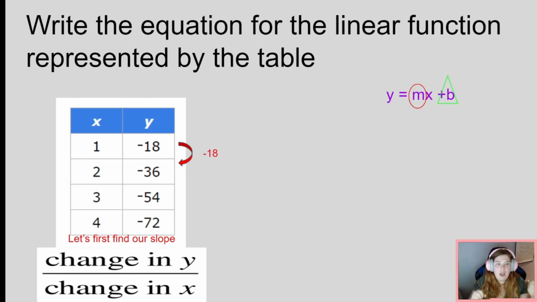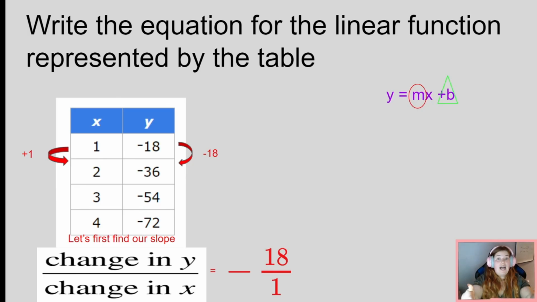Negative. I have my y side now, so I must do my x side. This one's a little bit nicer. How do I get from 1 to 2? I add 1. So I can write my slope as negative 18 over 1.